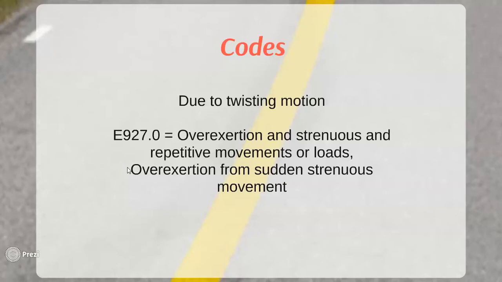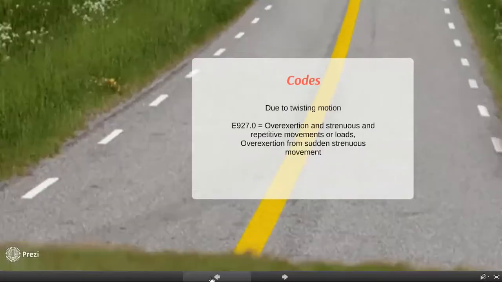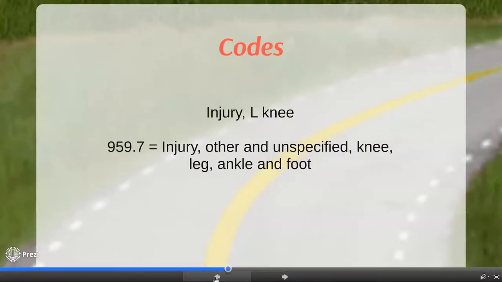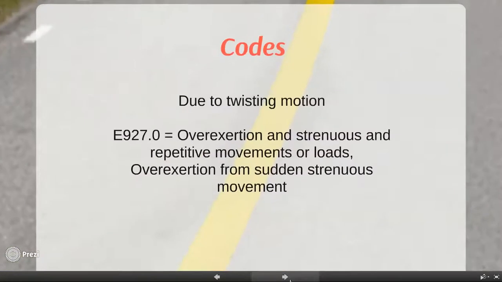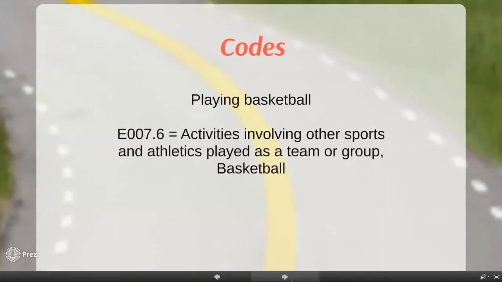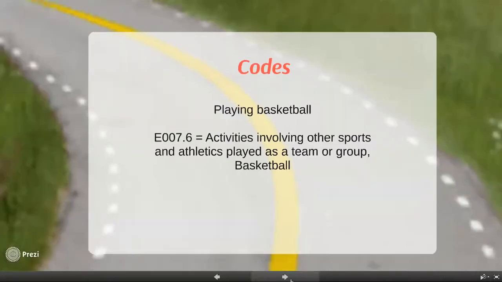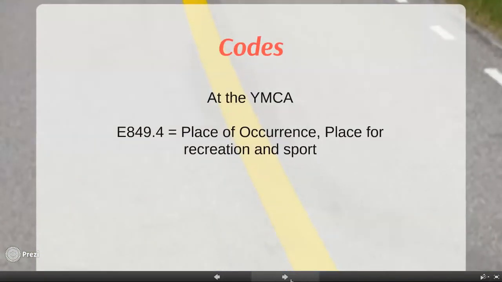E927.0 is our external cause. What actually caused the injury that we talked about back here? It was the twisting motion. So that's our E. Now we've got our playing basketball. That's going to be what? What they were doing. That's their activity. They were playing basketball. Then we have, where were they playing basketball? The place of occurrence, our P. They were at the YMCA. That's going to come out to E849.4. Place of occurrence, place for recreation and sport.